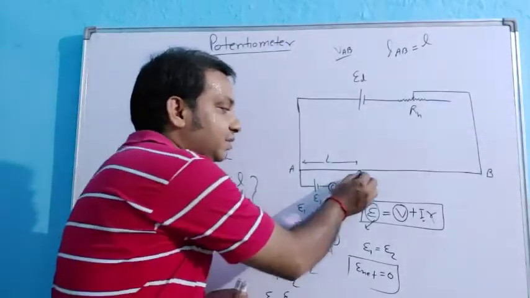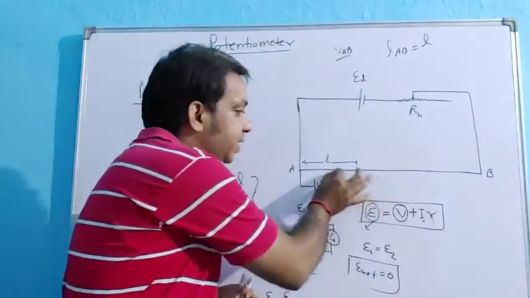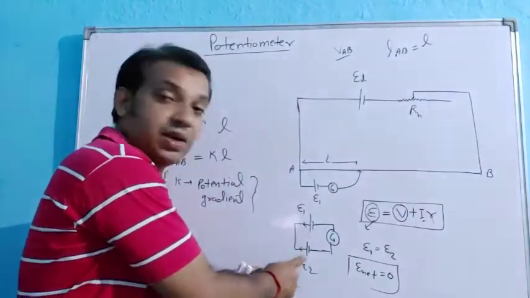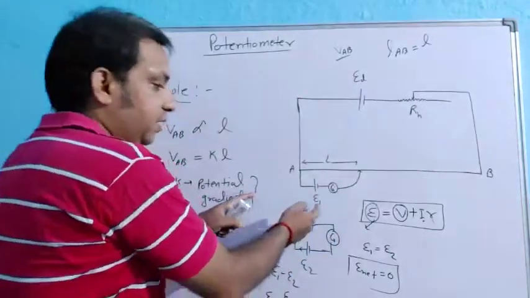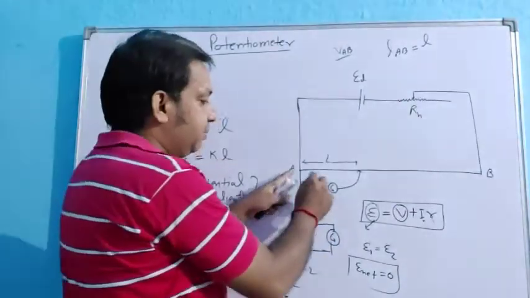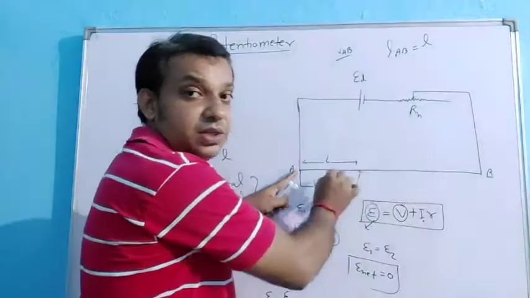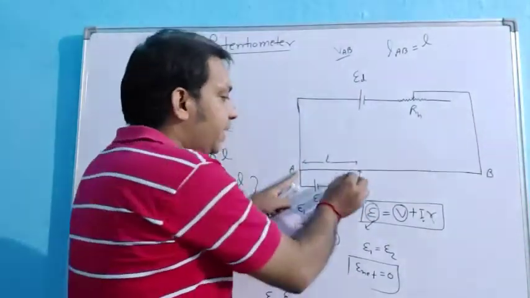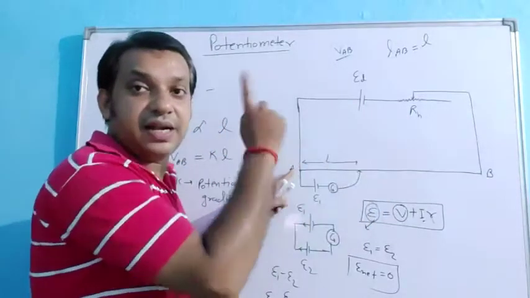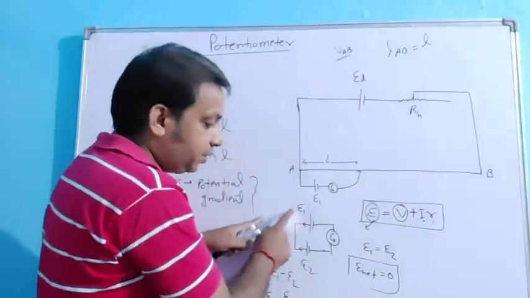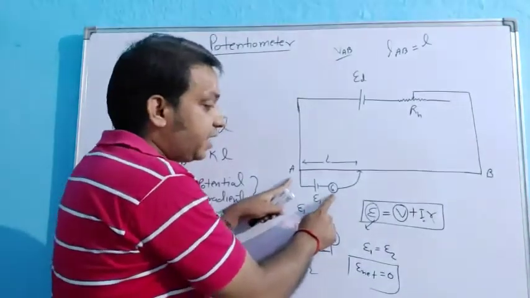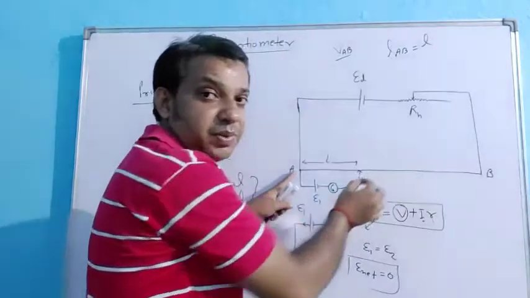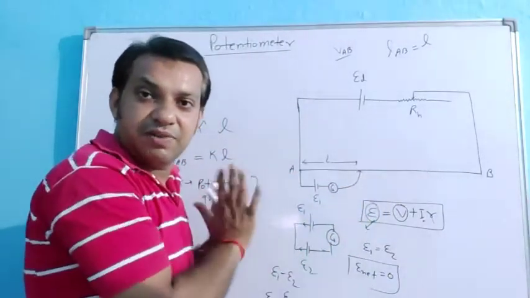By sliding this pointer, you can simply find where you are getting both the EMFs equal. I don't know the value of this E1, but when you slide, you are increasing the length. So when the length produces that amount of potential difference, and both become equal, in that case the galvanometer shows the null deflection. इस length को increase करते जाएंगे because लेंथ इंक्रीज करने से पोटेंशियल डिफरेंस इंक्रीज होगा.